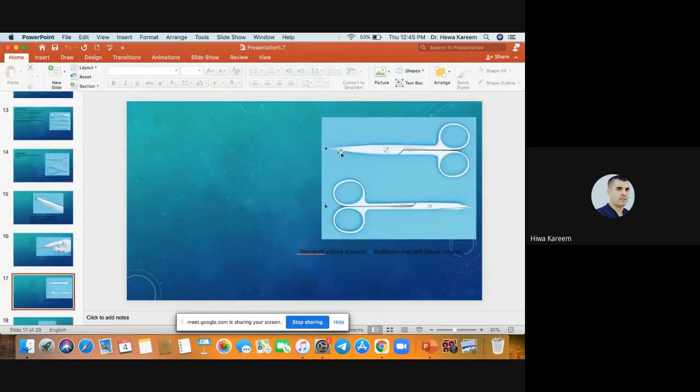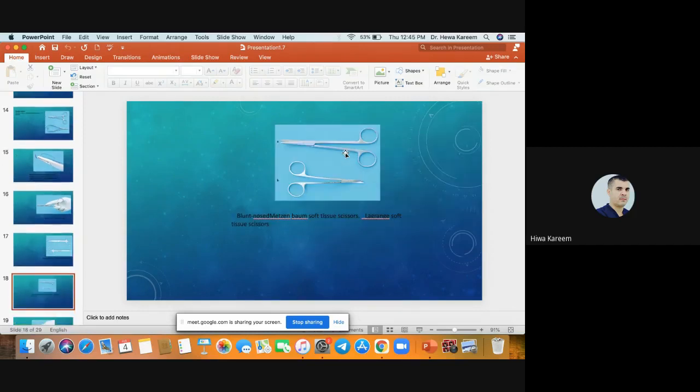This is scissor, standard scissor, and Goldman focus soft tissue. Scissor used for cutting the suture. Also, we have scissor types. Blunt end. This is blunt end, and this is sharp end.